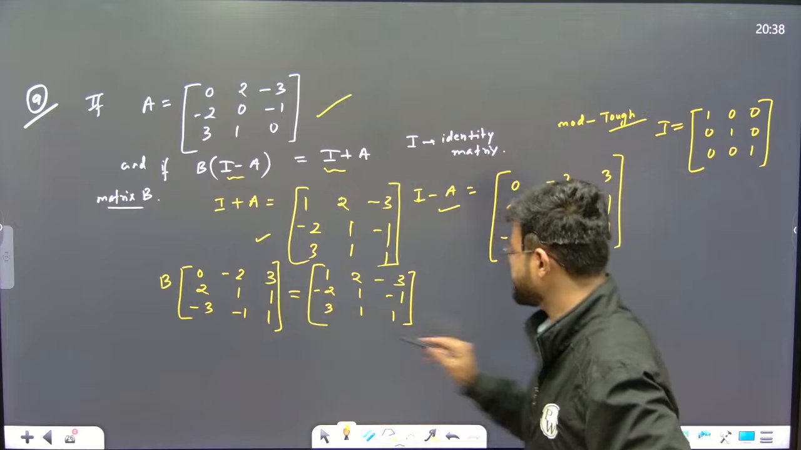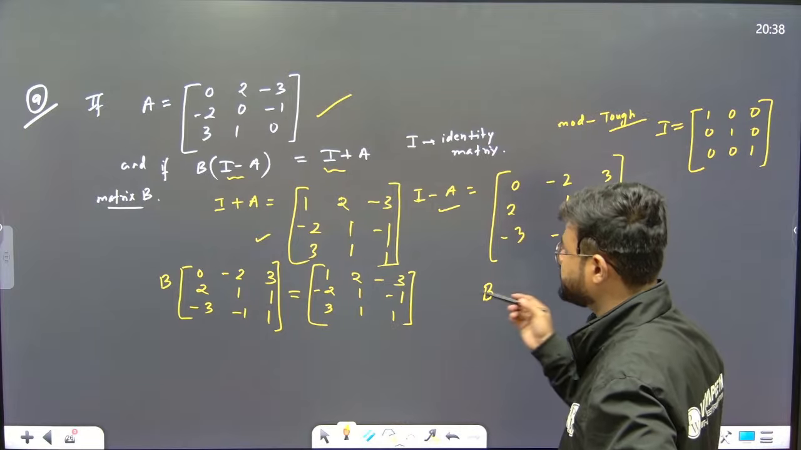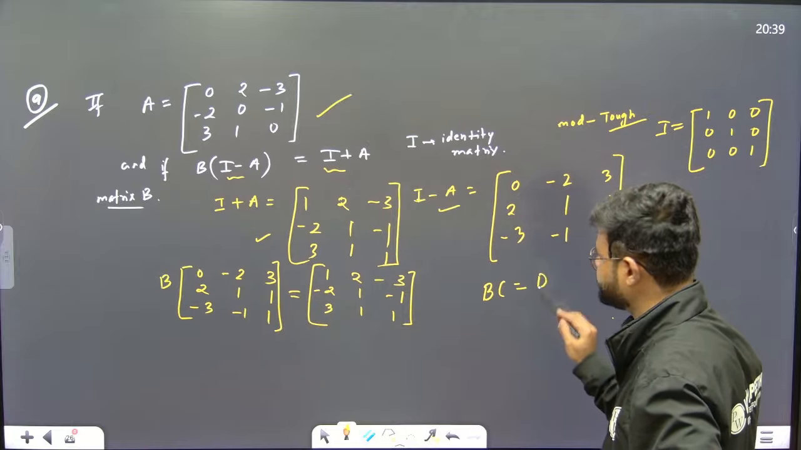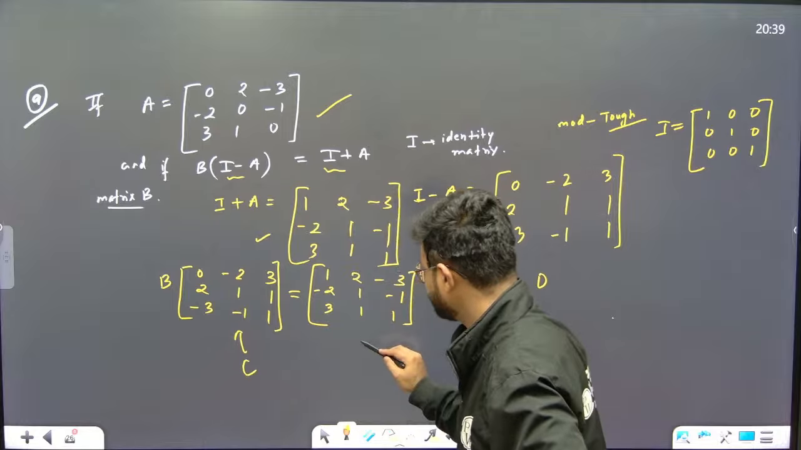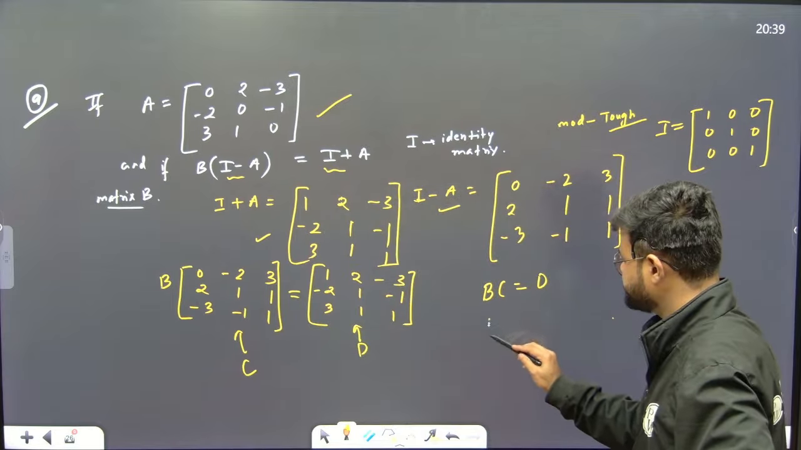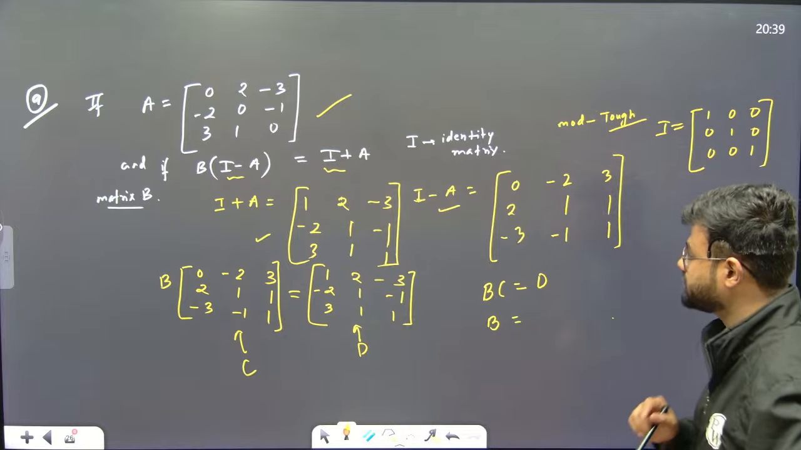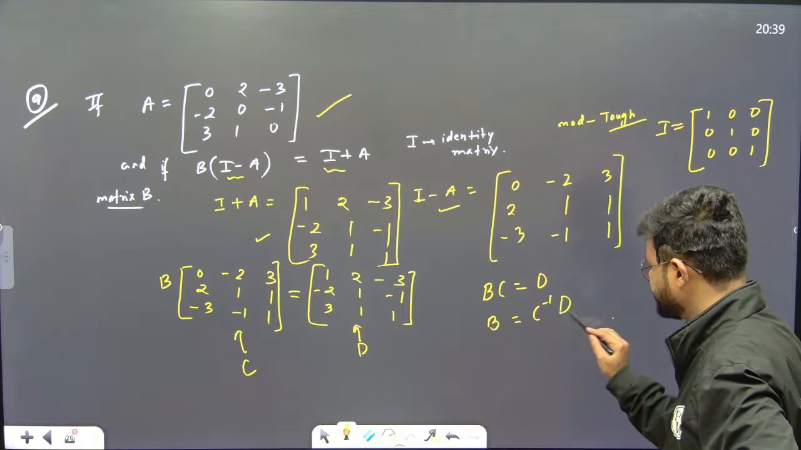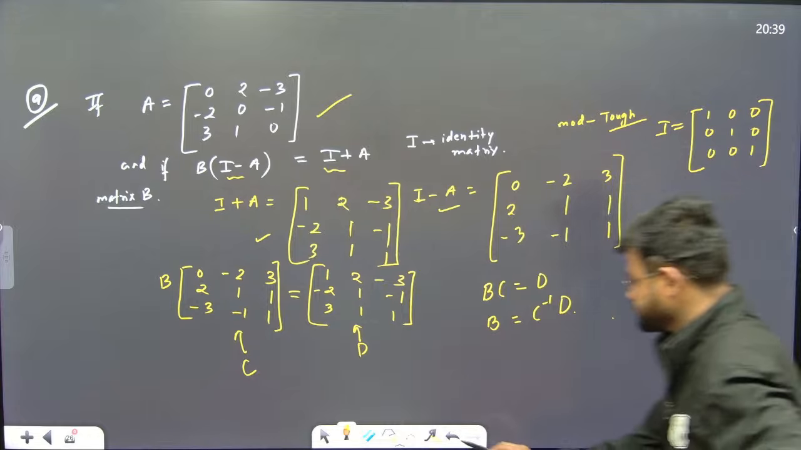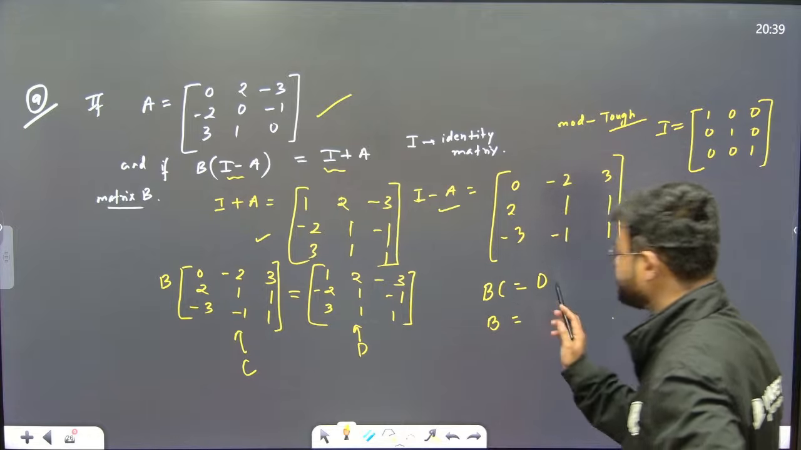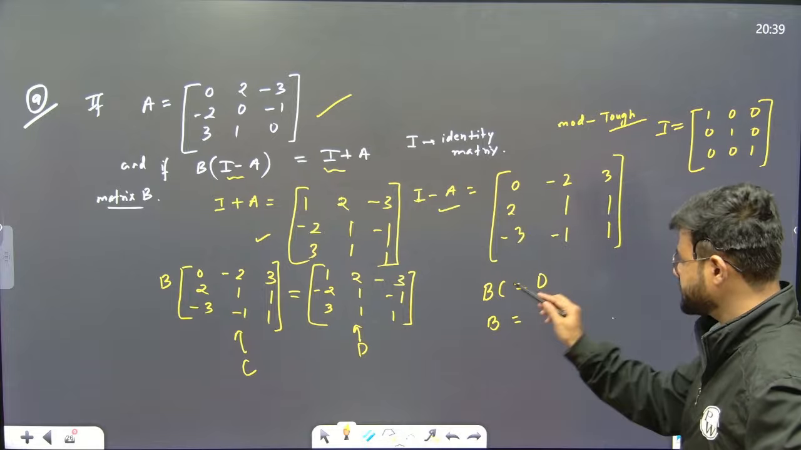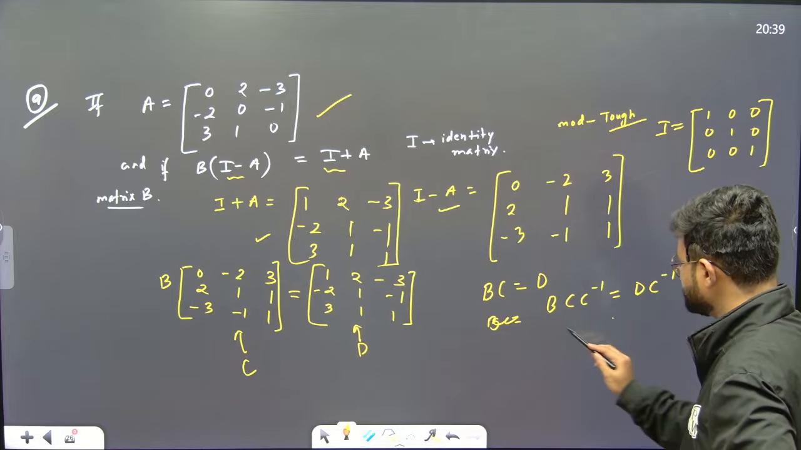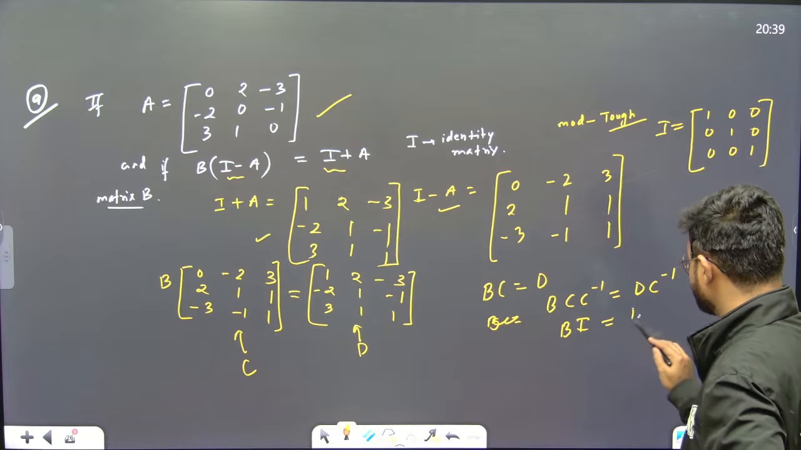Let us consider this as matrix C, and let us say this is matrix D. So we have B times C equals D. I'm going to post-multiply with C inverse on both sides. So B into C into C inverse is equal to D into C inverse. C into C inverse is I, so B is equal to D into C inverse.